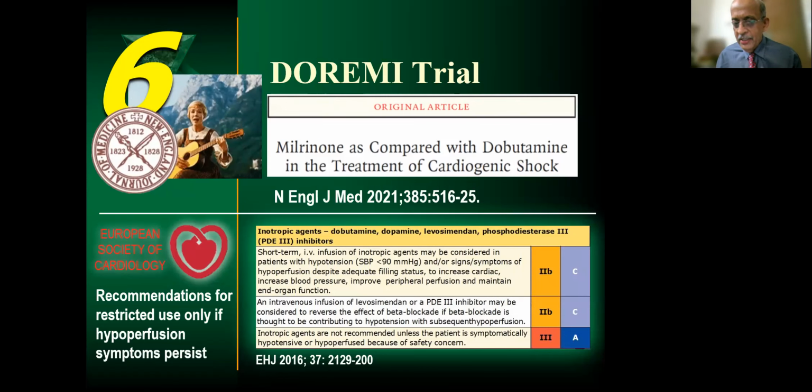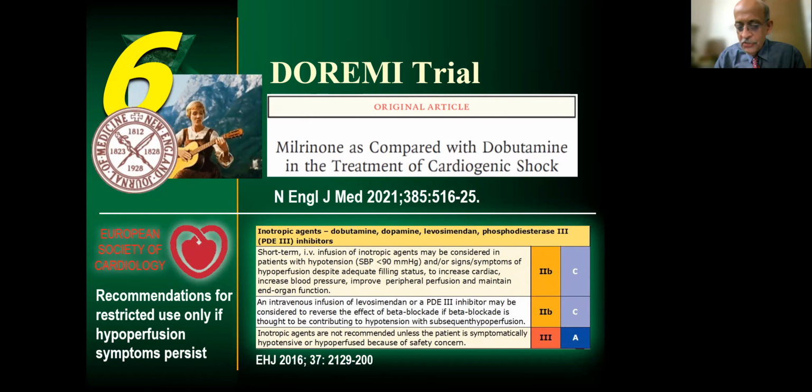The next aspect is probably what is called, very aptly or inaptly, I don't know, the DOREMI trial. All of us have the immediate association with The Sound of Music. The DOREMI trial was basically related to Dobutamine as compared to Milrinone in the management of cardiogenic shock.